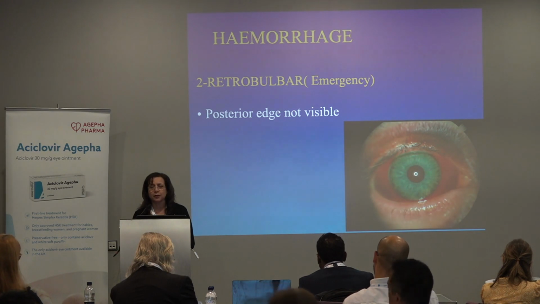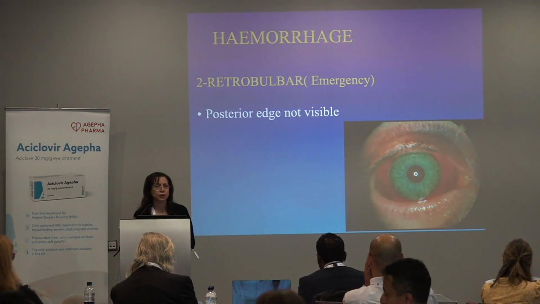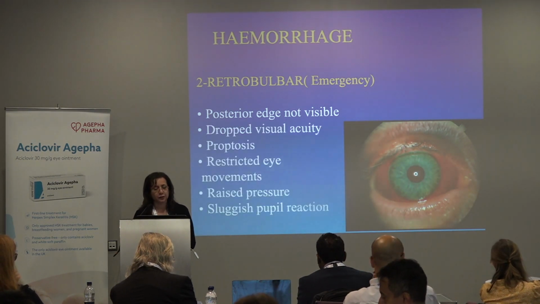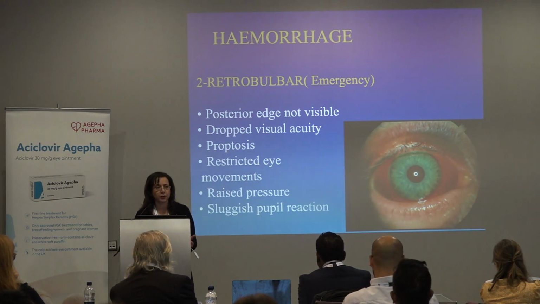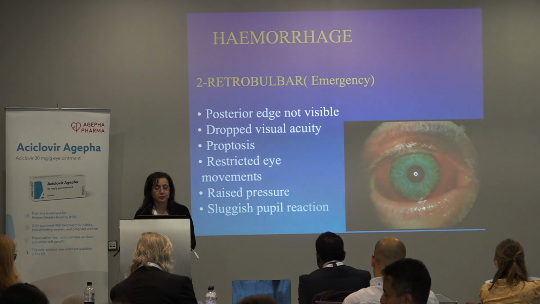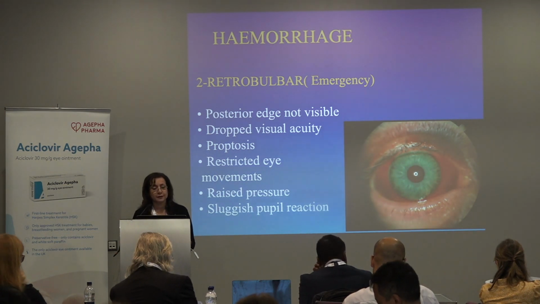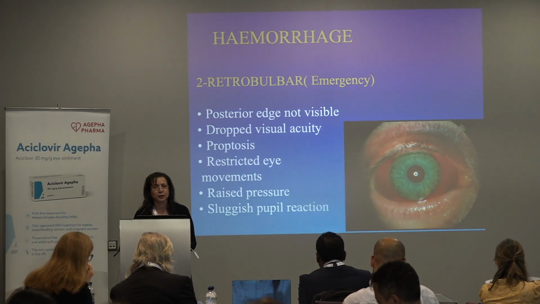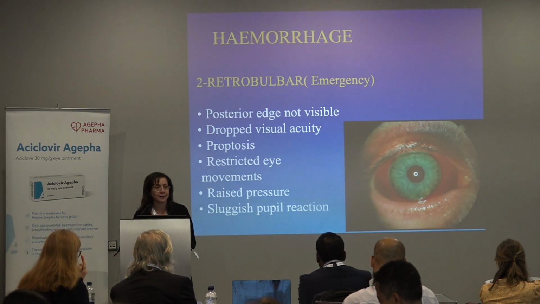They usually come in a major car accident or after maxillofacial surgery, major trauma, and there are other signs that you should look for, like dropped visual acuity, proptosis, restricted eye movement, raised pressure, sluggish pupil. And this is really an emergency. So what you really need to do in these patients is lateral canthotomy.